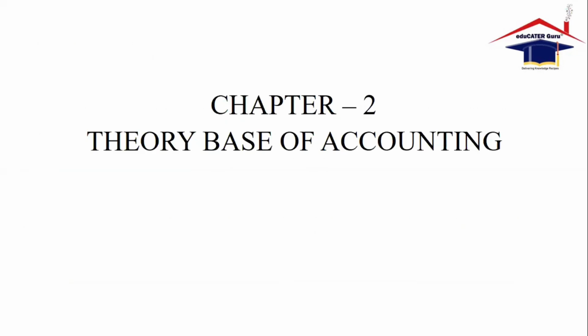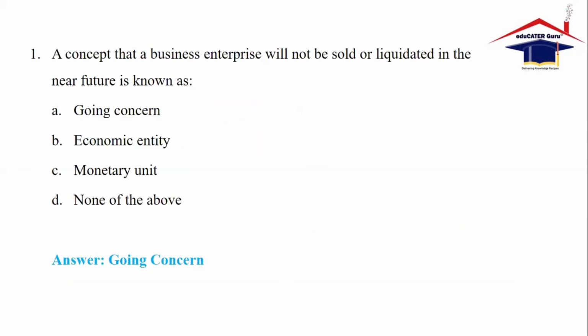Next, let's go to chapter 2, theory base of accounting. First one. This is a multiple choice question. A concept that a business enterprise will not be sold or liquidated in the near future is known as going concern concept. The answer is option A, going concern concept. What is going concern? It is believed that the business will not close shortly and it will go on. I mean, it will be in a continuous process and it will be taken for a long period of time. So it is called as going concern.